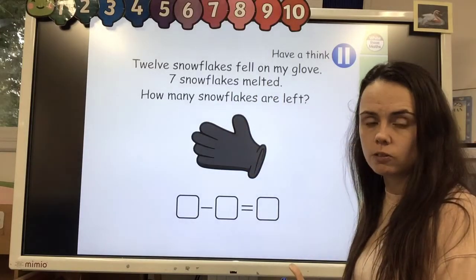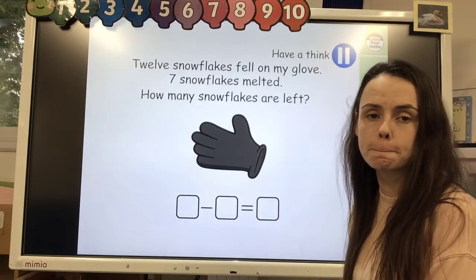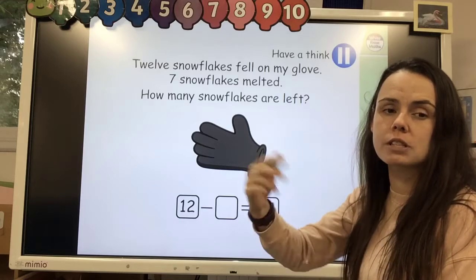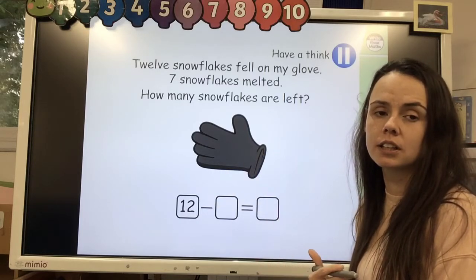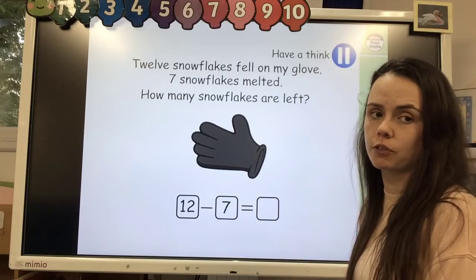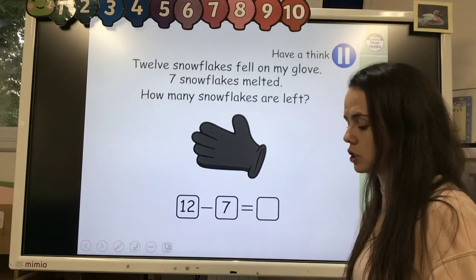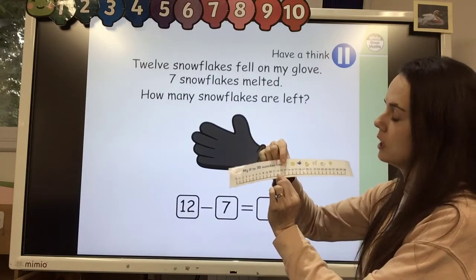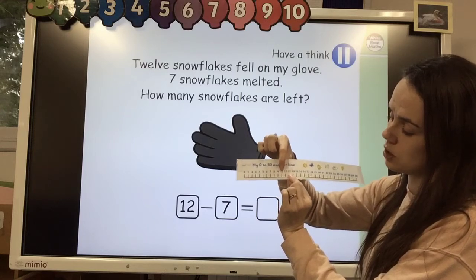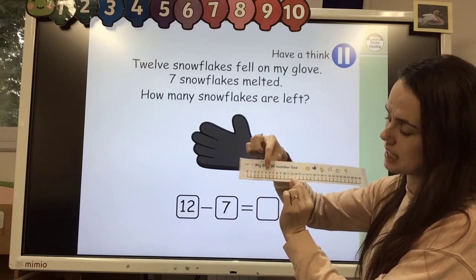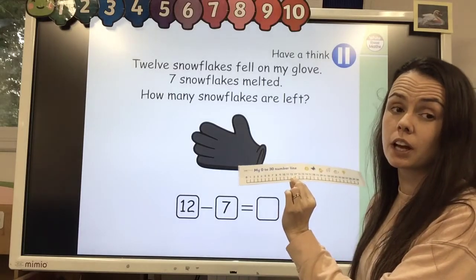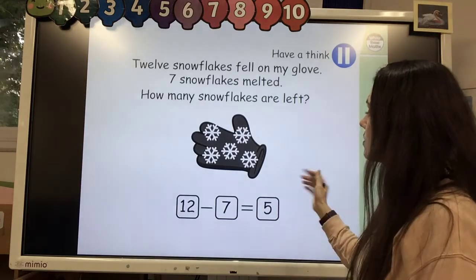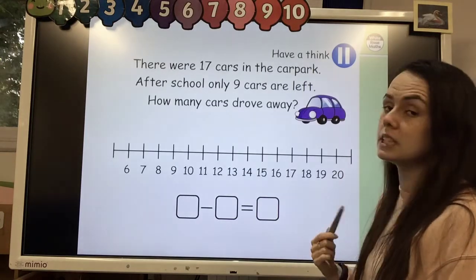So we had 12. Can you find 12 on your number line? And then 7 have melted. So can you jump along 7 as if you're taking 7 away? And what number have you got to? So I'm going to do this with my number line. So I'm going to start with 12. I'm going to count back 7. 1, 2, 3, 4, 5, 6, 7. What answer have I got to? 5. Well done. Did you get 5 as well? Fantastic. 5 snowflakes.